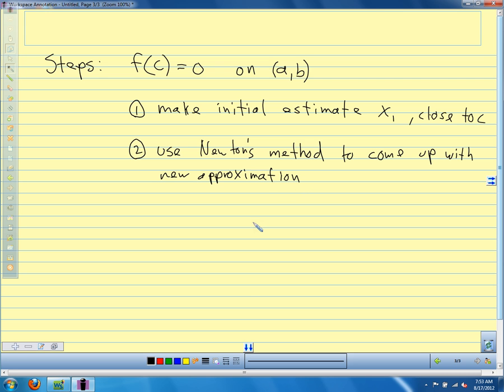And then you repeat, and I'm not going to write down the formula again, we already wrote it down. And then repeat as often as necessary. So we have a nice algorithm for Newton's method.